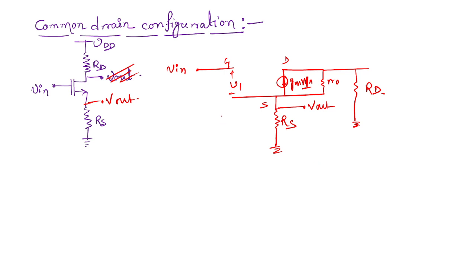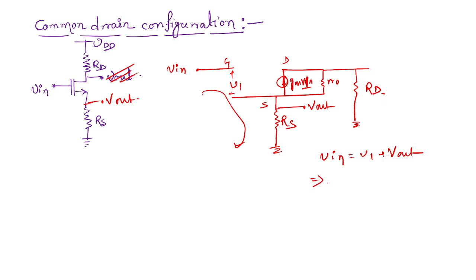So you can write KVL here. So Vin equals V1 plus Vout.